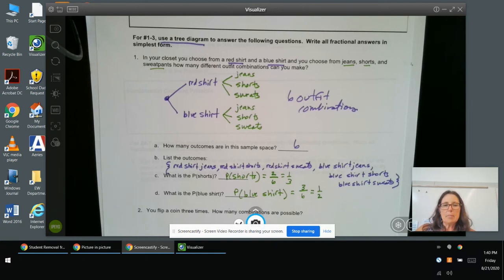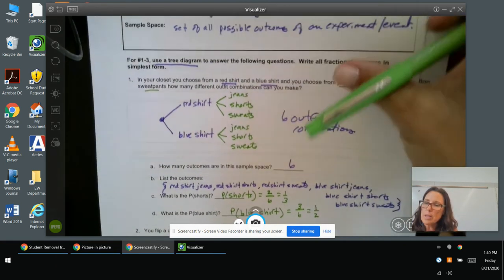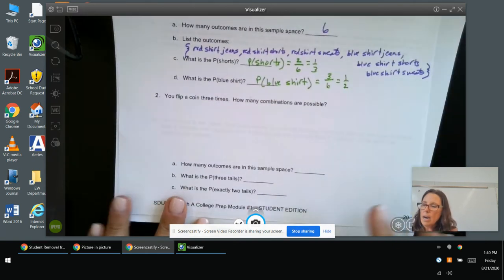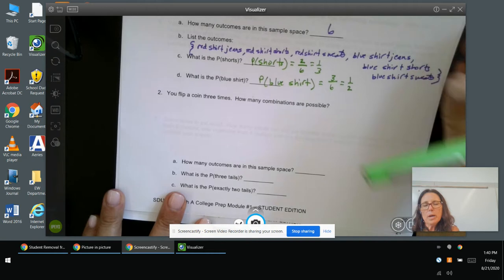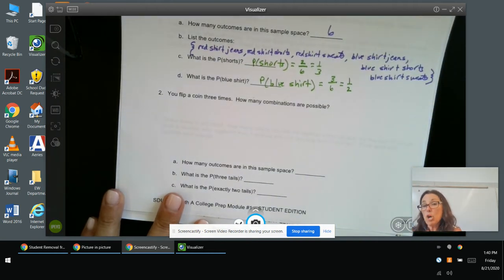All right, number 2. You flip a coin 3 times. How many combinations are possible? Let's scooch that up. All right, so perhaps you want to pause me for a moment and try it on your own. Can you make a tree diagram with the flipping of a coin 3 different times? If not, no worries. I'm going to do it now.